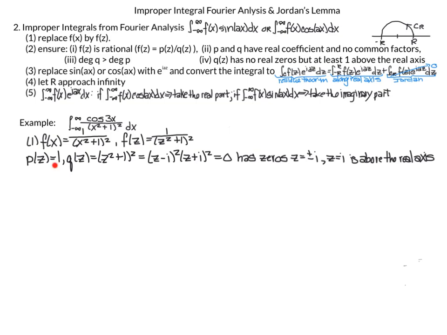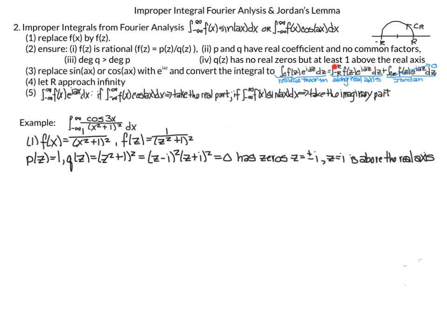Then our p of z is the numerator, which is 1, and q of z is the denominator, which is z squared plus 1 squared. I'm going to factor this as z minus i squared and z plus i squared, set it equal to 0 so we can find our zeros. It has roots at z equals plus or minus i, but only z equals i is above the real axis.